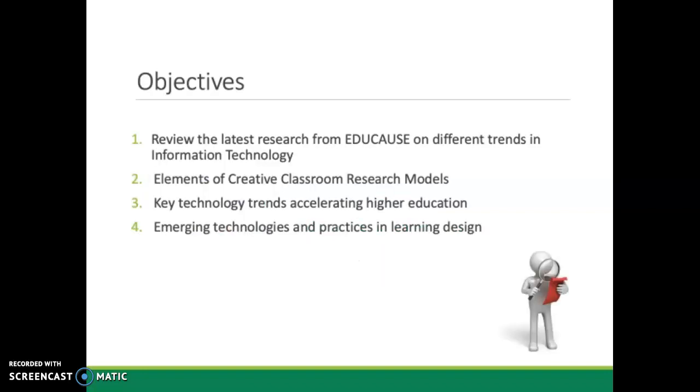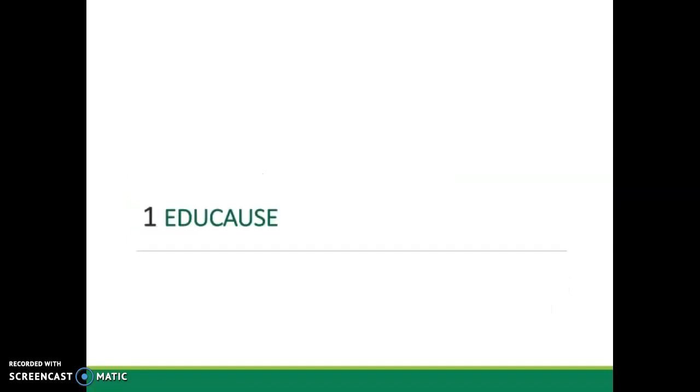Here are the 4 objectives for this e-lesson. First, you will review the latest research from EDUCAUSE on different trends in information technology. We will also look at the elements of the creative classroom research model. Then we will look at key trends and also important emerging technologies and practices in learning design.